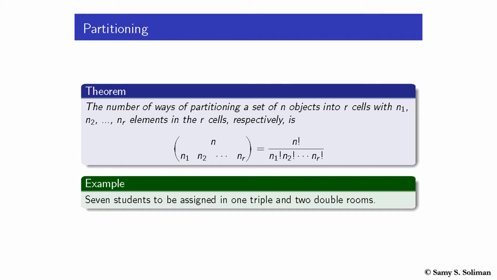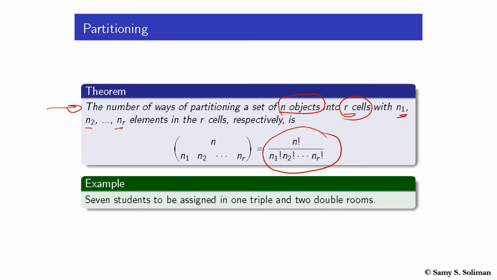From this permutation rule, we can deduce what we call the partitioning rule. If we want to calculate the number of ways of partitioning a set of n objects into r cells, where those r cells include n1, n2, n3, and so forth, nr elements in each of those cells, then the number of such ways of partitioning is calculated as n factorial divided by n1 factorial, n2 factorial, and so forth till nr factorial.